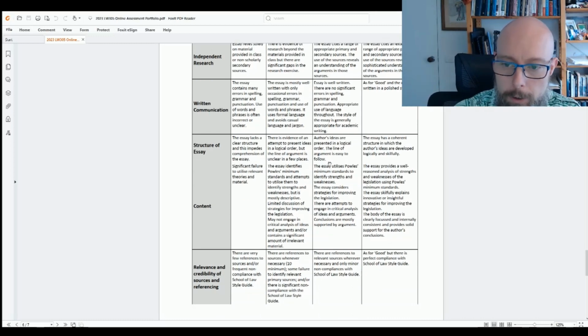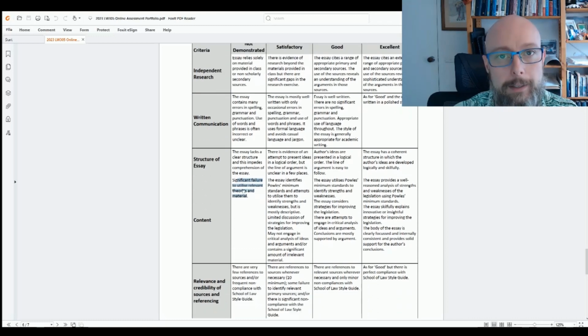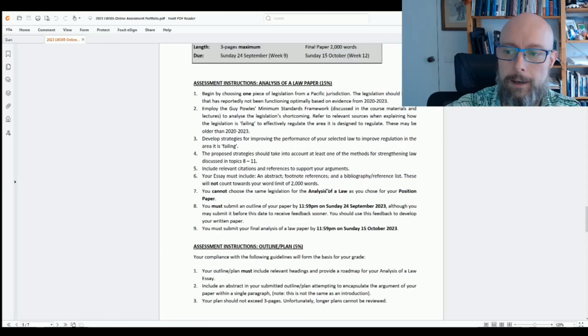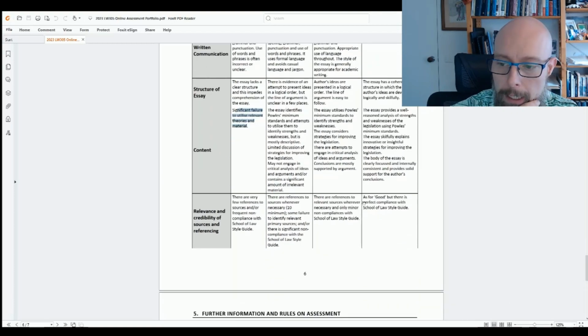You must use the PALS minimum standards. If you don't identify them at all, you will get not demonstrated for content here. You might manage to not fail, but you're going to limit yourself to a bare pass at the best possible outcome if you don't mention the PALS minimum standards framework, because again, this is the second point of your instructions. Okay, so we got that clear.